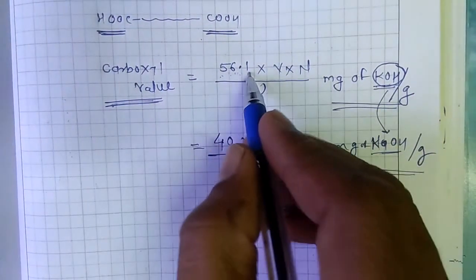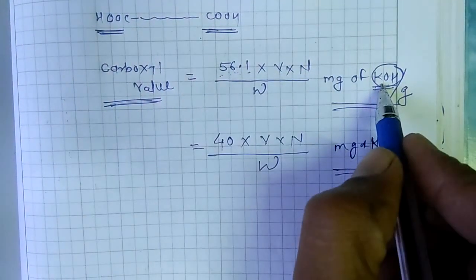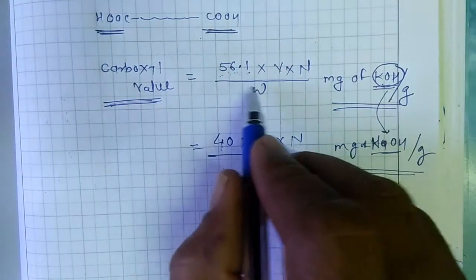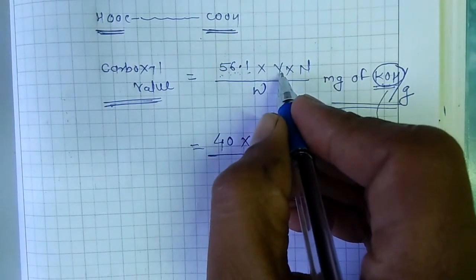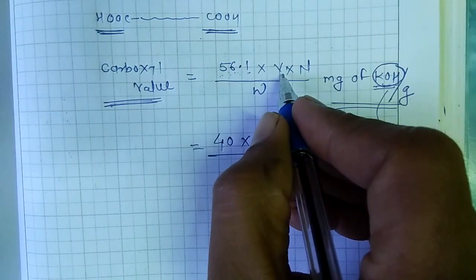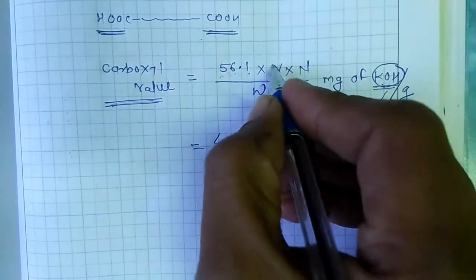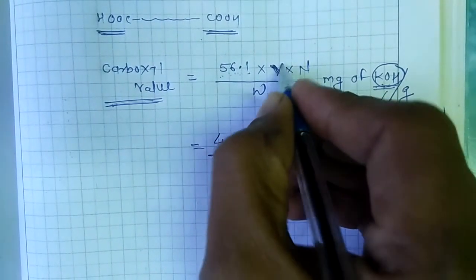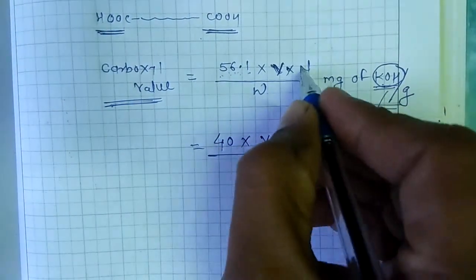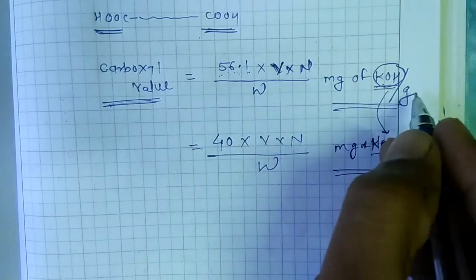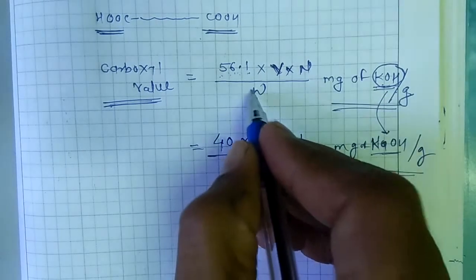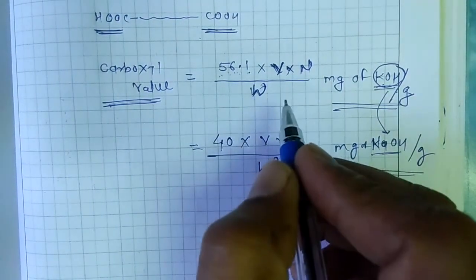Here 56.1 is in terms of the KOH, that's why 56.1 comes. V is the volume of KOH consumed. Because end group analysis is a titration method, that's why there is the volume of the KOH consumed, and N is the exact normality of KOH, and W is the weight of the sample.